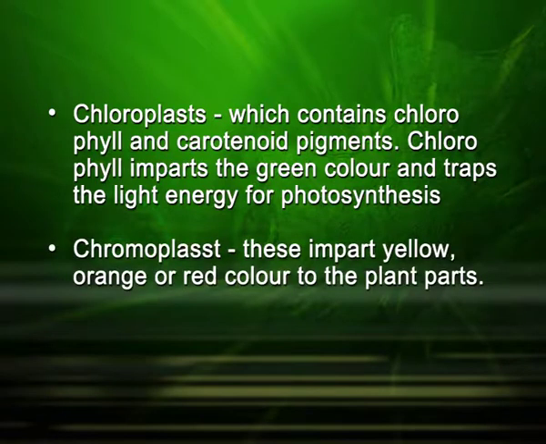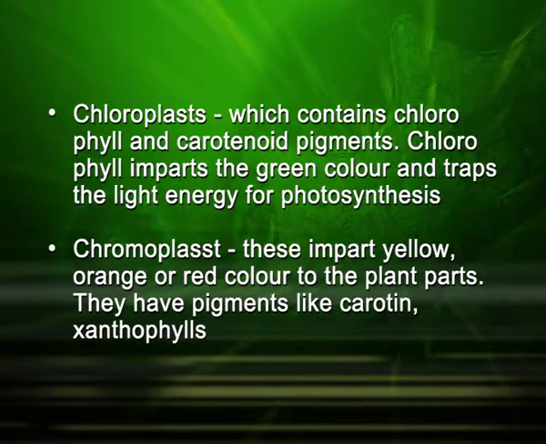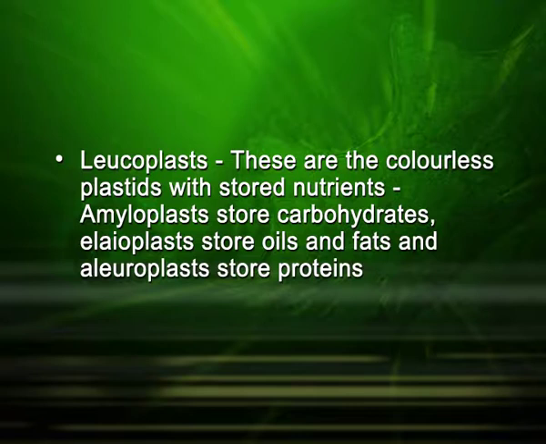Second, the chromoplasts. These impart yellow, orange or red color to the plant parts. They have pigments like carotene, xanthophylls, etc. The third are the leucoplasts. These are the colorless plastids with stored nutrients. Amongst these, amyloplasts store carbohydrates, elaioplasts store oils and fats, and aleuroplasts store proteins.